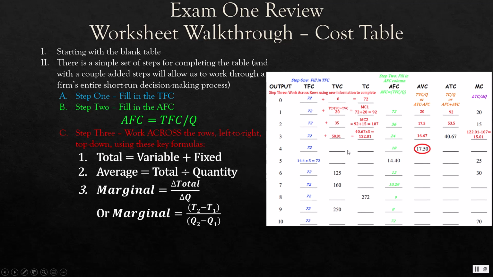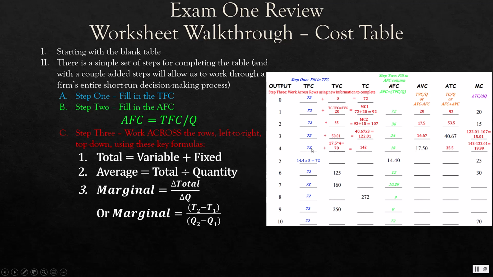Unit number 4 has a new piece of information that the average variable cost of unit 4 is $17.50. I can multiply that average variable cost of $17.50 times the 4 units of output and get a total variable cost of $70.